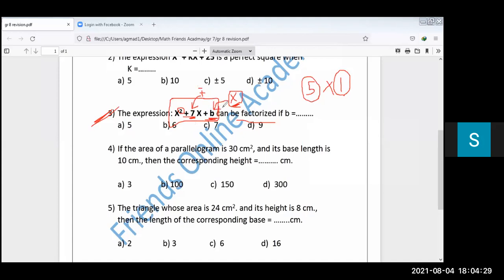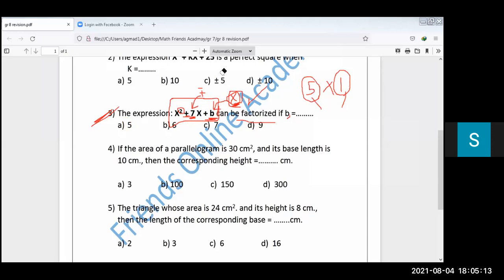Now, I will think in the third term using multiplication. B needs a value, so I will try to check all the choices. Take 5. What times what gives me 5? You said 5 times 1. I don't have another option. This is the multiplication. Now take the same numbers and add them. Why do I use addition here? Because my sign is plus. Do 5 and 1 give you 7? No. So 5 is wrong.